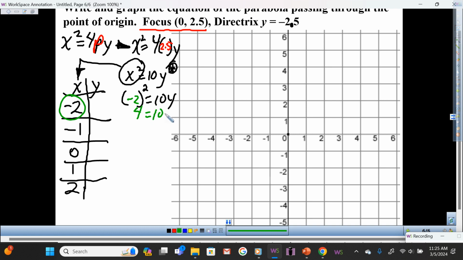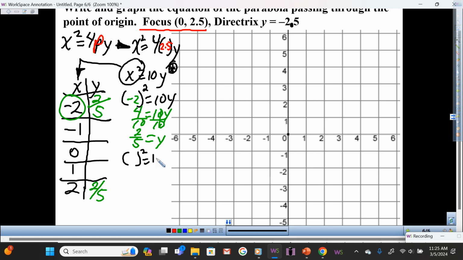4. Equals 10y. Divide by 10. So y is equal to what? 4 tenths or 2/5. 2/5. Now, look up. Where else do I write 2/5? Tell your neighbor. On 2, that is correct. 2/5. All right, let's do that again.